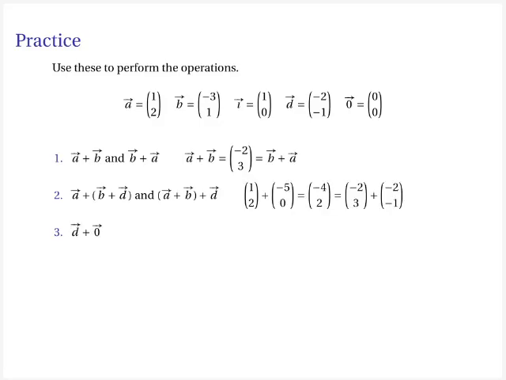So if you add a plus b plus d, well, the parentheses tell you to add b plus d first. So b plus d has an x component of negative 3 plus negative 2, and also a y component of 1 plus minus 1. And then a plus b plus d is what it says there, 1, 2, added to minus 5, 0. And naturally, of course, a plus b gives you the minus 2, 3, and then d, and when you combine them all together, they come out to be the same thing, namely the x component is negative 4 and the y component is 2. Okay, next please.